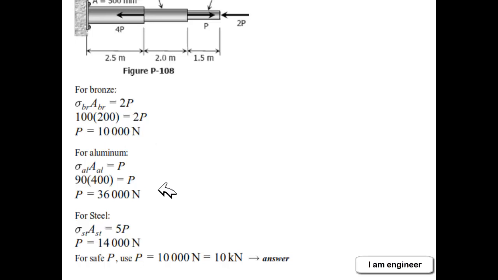And if you apply 14,000, bronze will fail because you have exceeded its load. Similarly, 14,000 and 36,000 both will fail. So you need to select 10,000 Newton. You need to suggest that 10,000 Newton is safe. You're not allowed to exceed a load of 10,000 Newton.